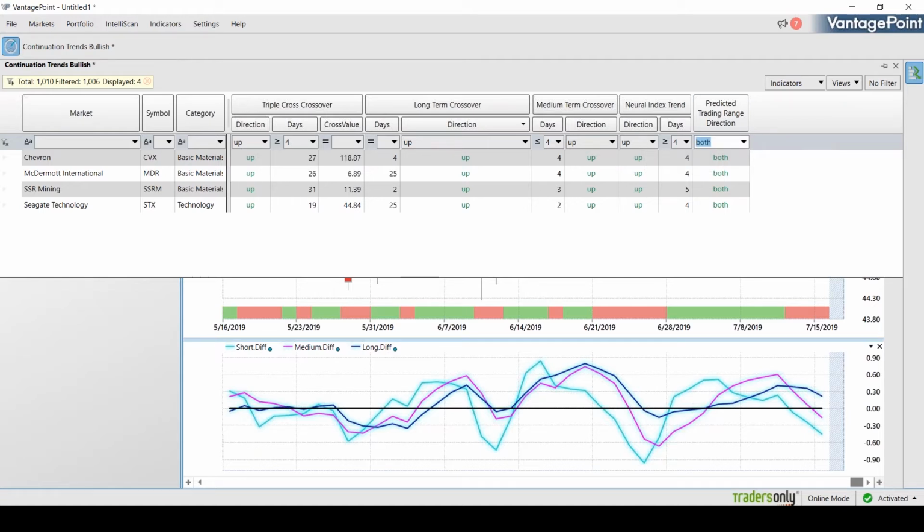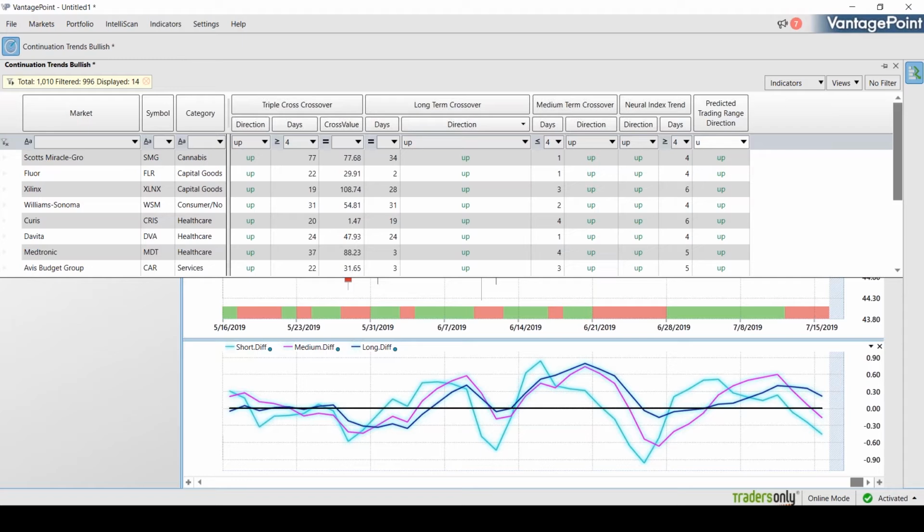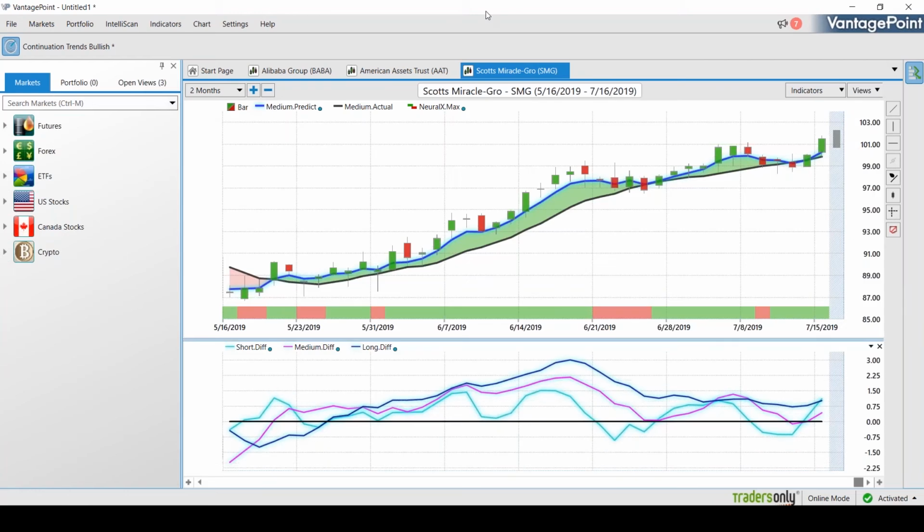But to make this even more powerful, if we change this to up, what that's telling us is this gray candle has a higher predicted high and a higher predicted low. So this is a market that, yeah, it's been in a bullish trend, but it's expected to continue, isn't it? So it's fully established, but if it's going to continue, could there be an opportunity here? Absolutely. Let's just pull up Scott's Miracle Grow. This is found in the cannabis sector. And let's see what this chart is showing us.